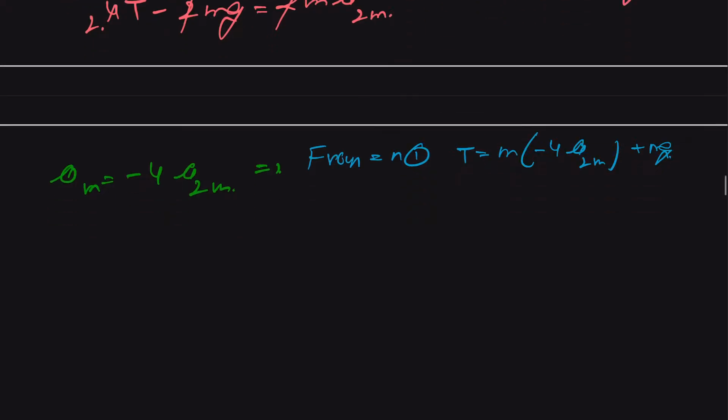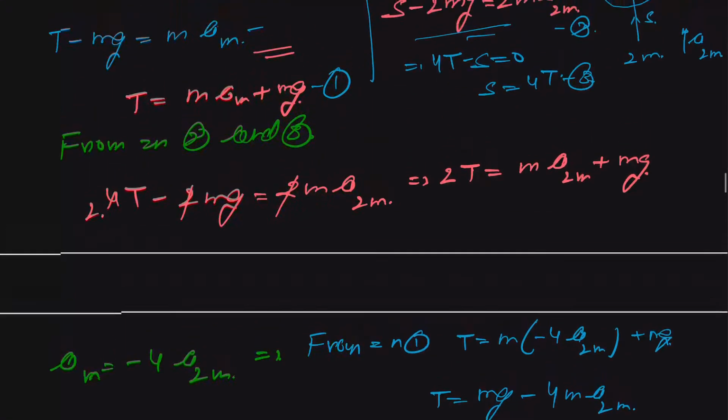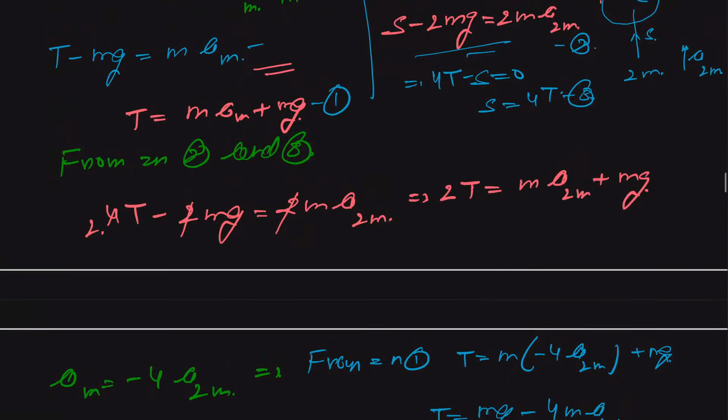And this gives us that tension T is equal to mg minus 4m a of 2m. And we already know the value of our tension T. Therefore, this is our third, this is our fourth equation, this is our fifth equation.